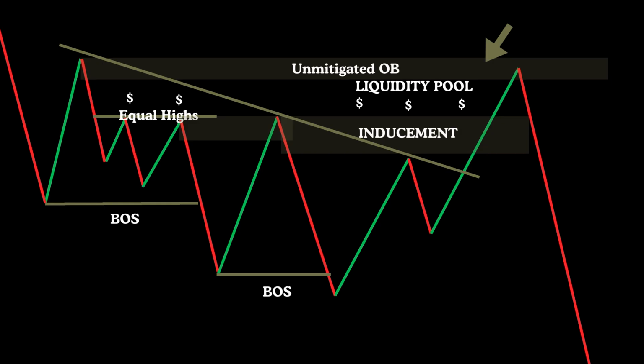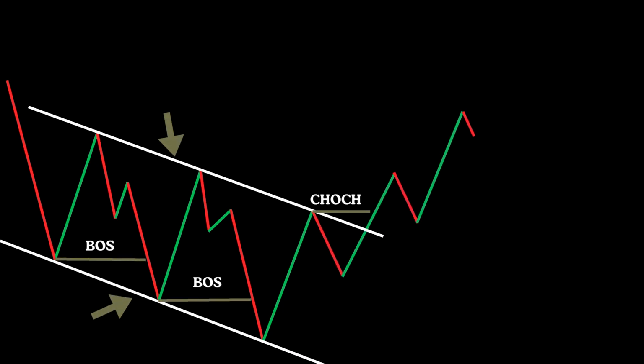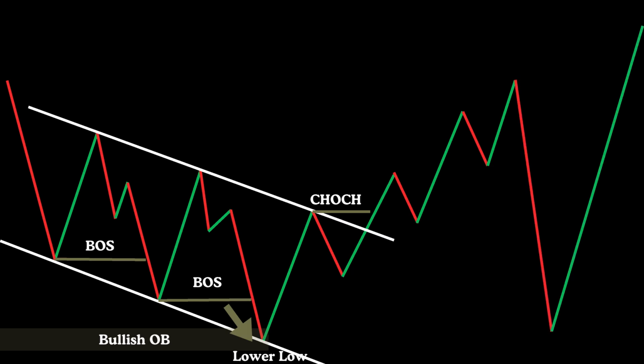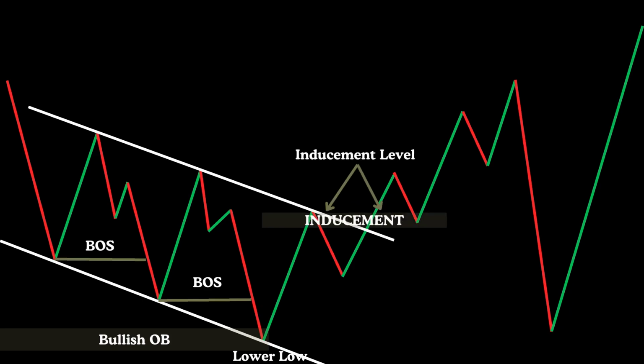Now let's move forward and look at another scenario that frequently plays out in live markets. As shown on the left side of the schematic, the market is in a clear downtrend respecting a descending channel multiple times. After forming a new lower low, price reacts to a significant bullish order block and shifts direction upward, heading toward the top boundary of the channel. This move creates what we recognize as an inducement level.